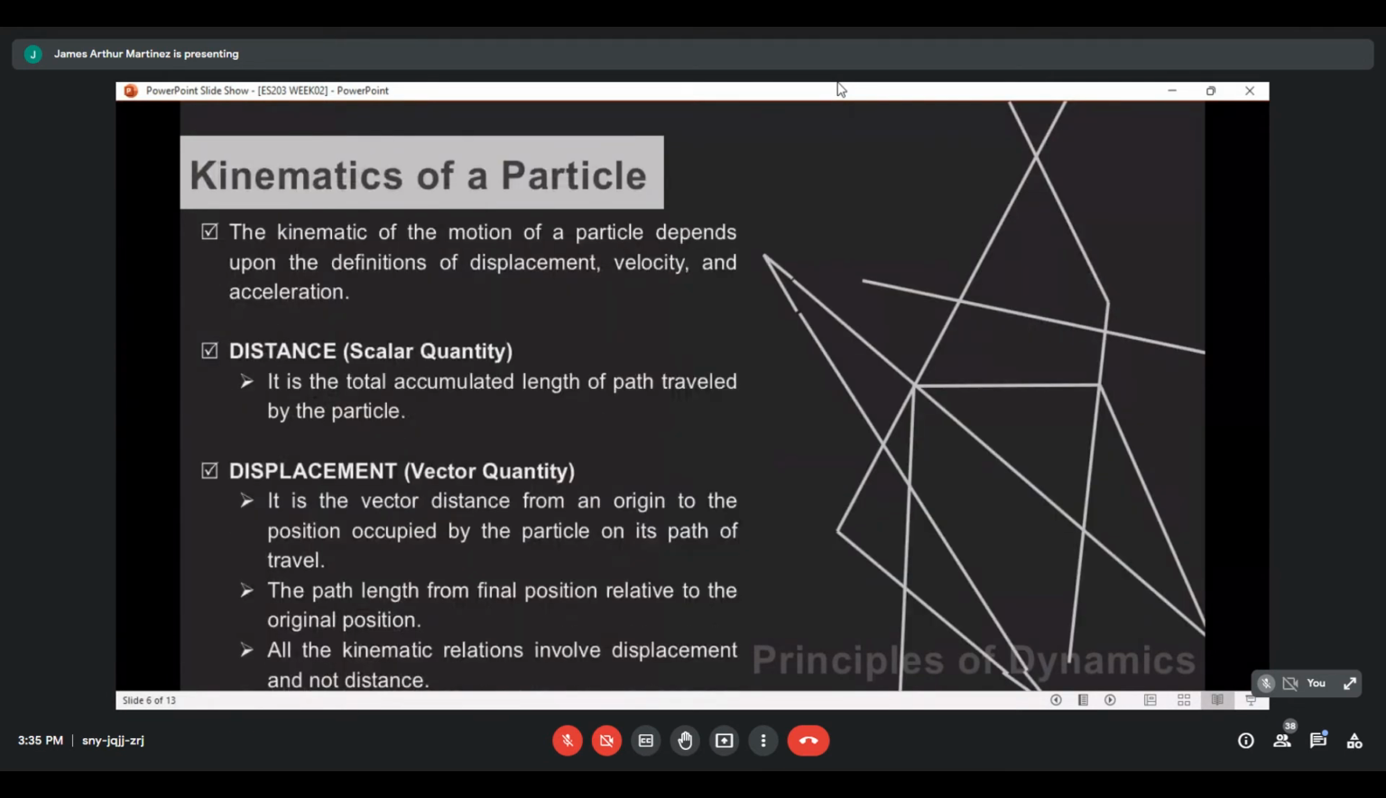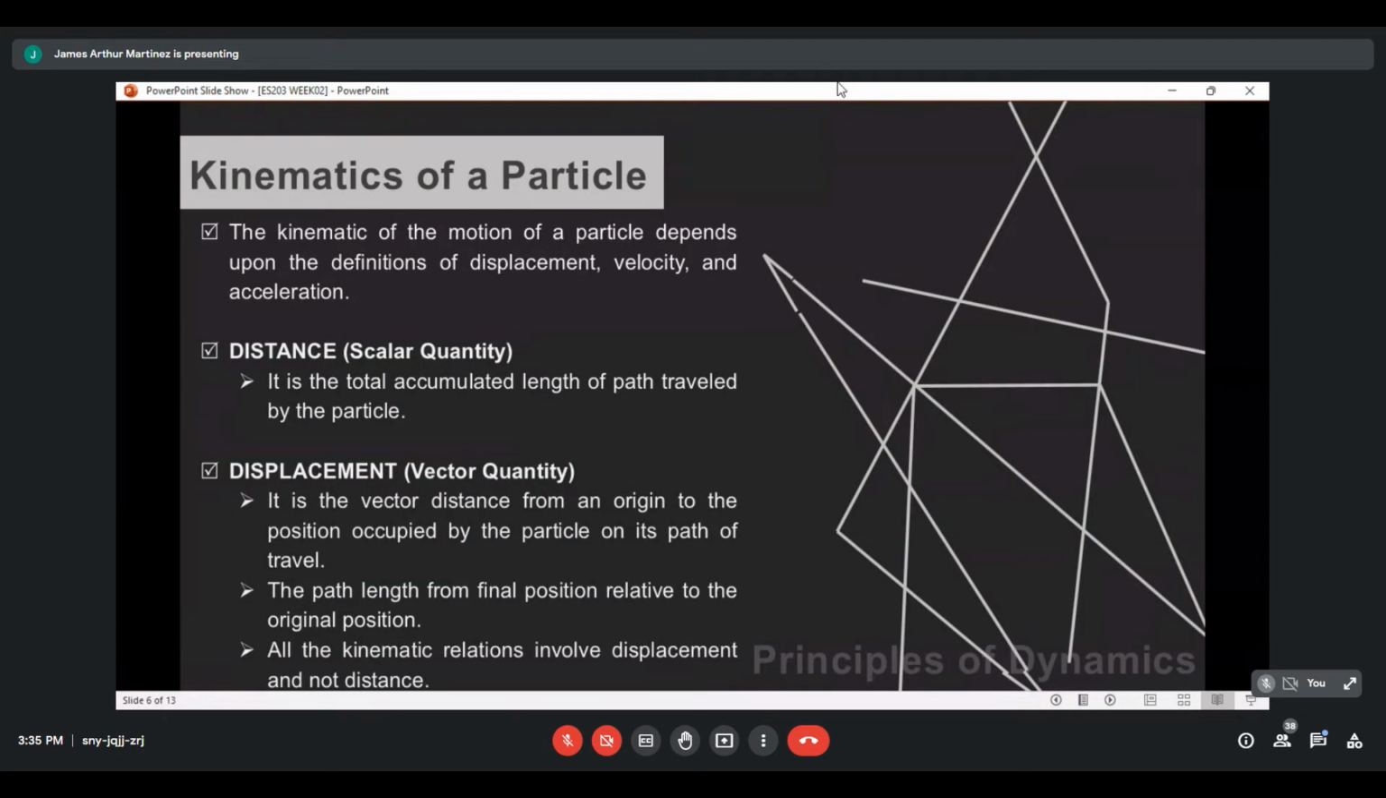So the kinematics of the motion of a particle depends upon the definitions of displacement, velocity, and acceleration. Again, as mentioned earlier, the kinematics of a particle is dependent on the definitions of displacement, velocity, and acceleration alone. So force plays no part.